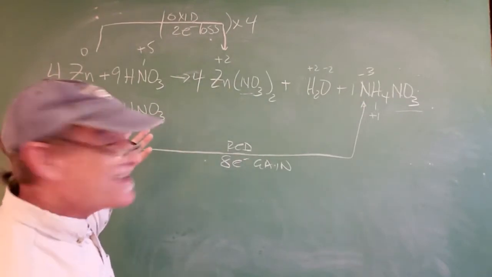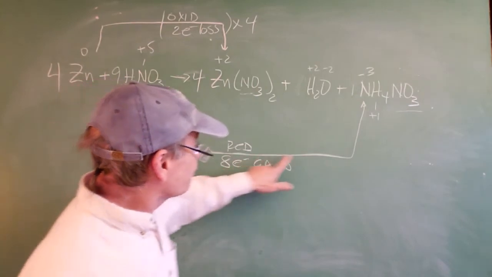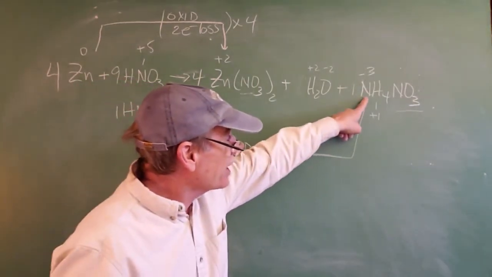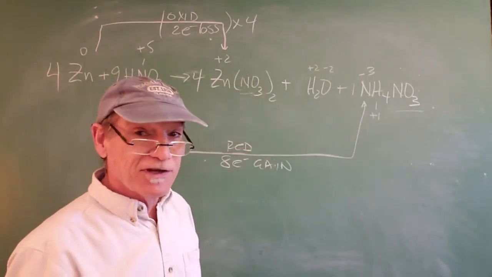So in essence, we had 10 HNO3s in the equation, but only one of them actually was involved in the oxidation reduction and became this nitrogen. The other 9 of them made up the other nitrates that are on the right side of the arrow.